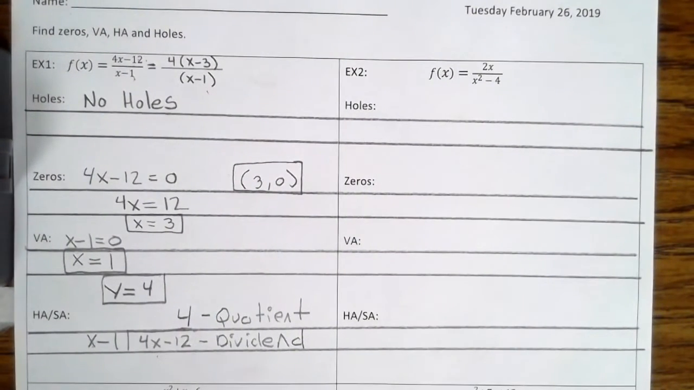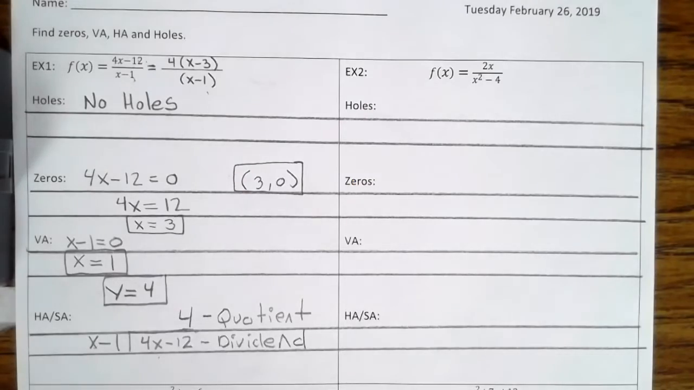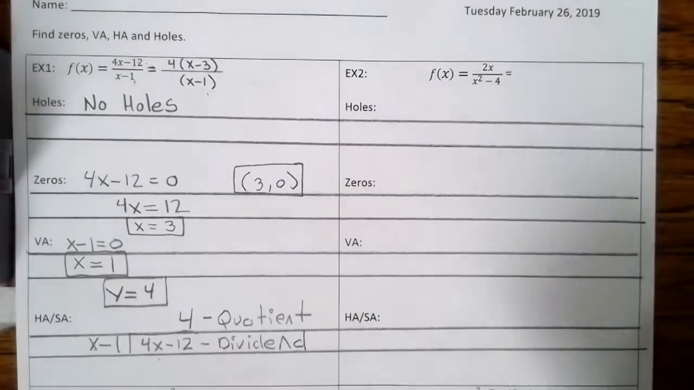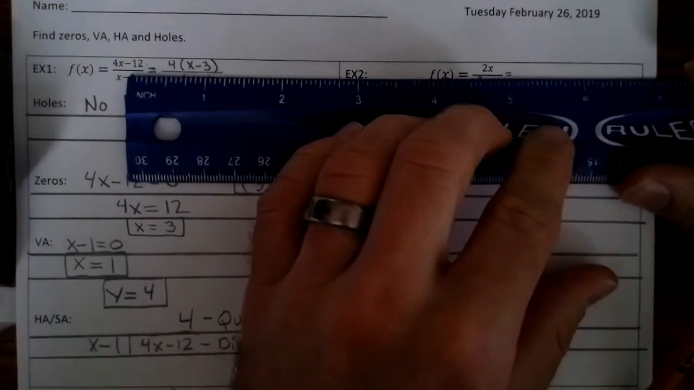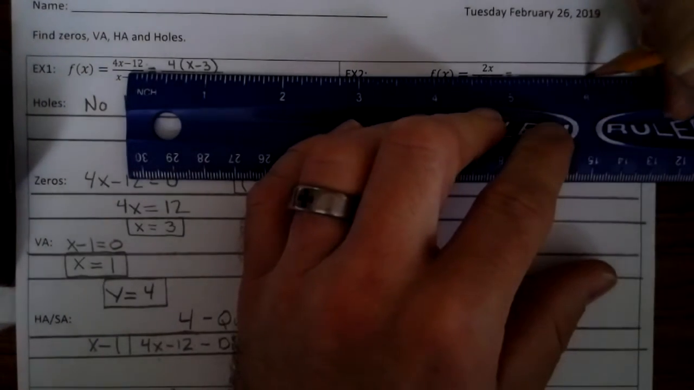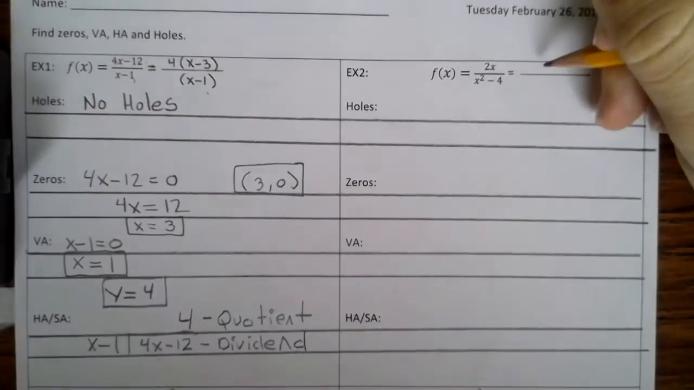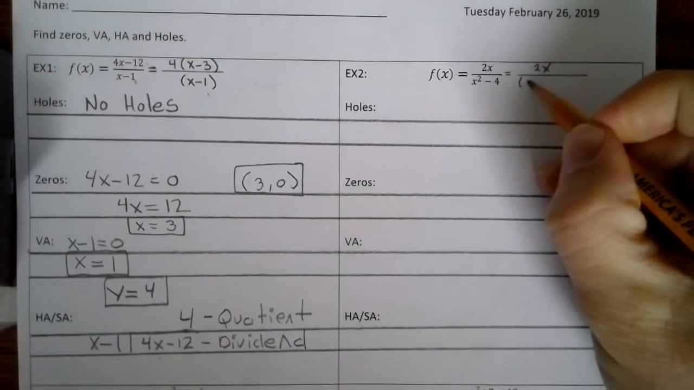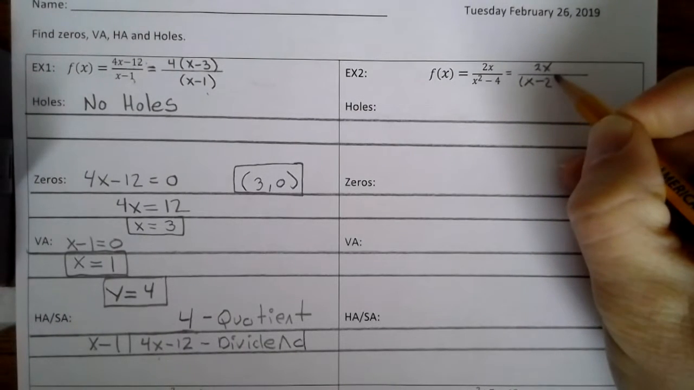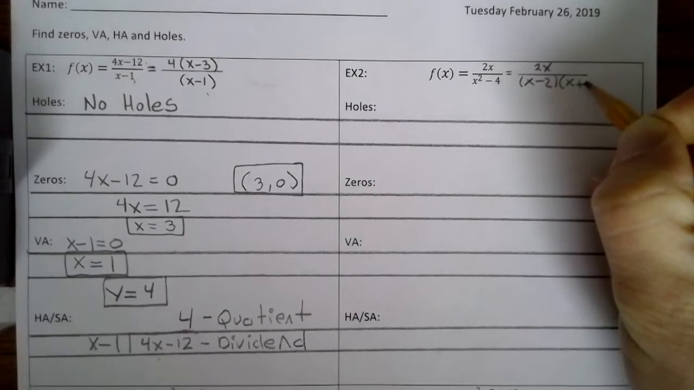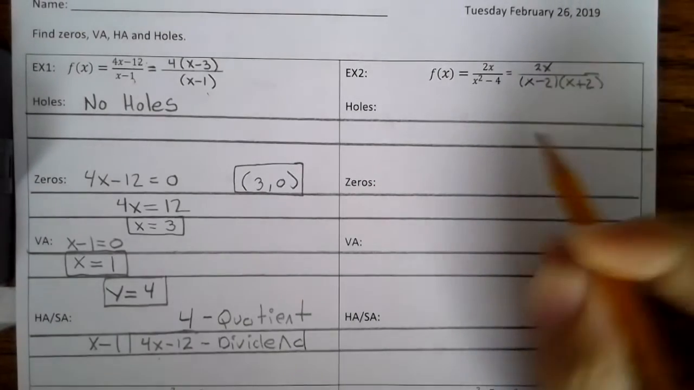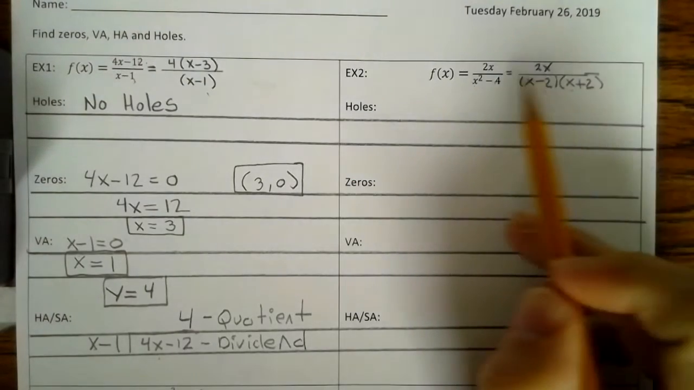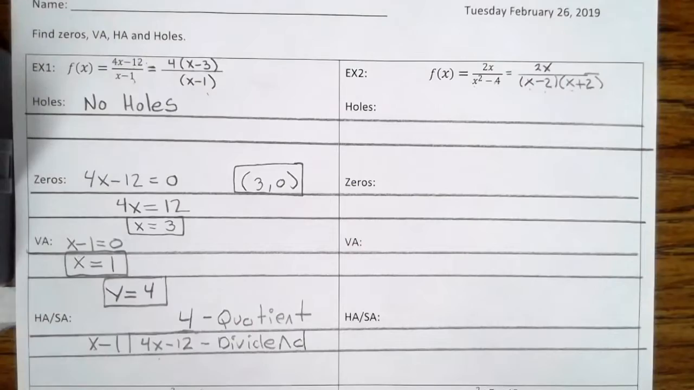All right, now let's take a look at example 2. So again, the first thing you do is factor the numerator and denominator. Well, there's nothing really you can factor in the numerator, so you have 2x. The denominator factors as x minus 2 and x plus 2, because it's the difference of squares. x squared is x times x. Negative 2 times 2 is negative 4. Now, nothing divides and becomes 1, so there are no holes.